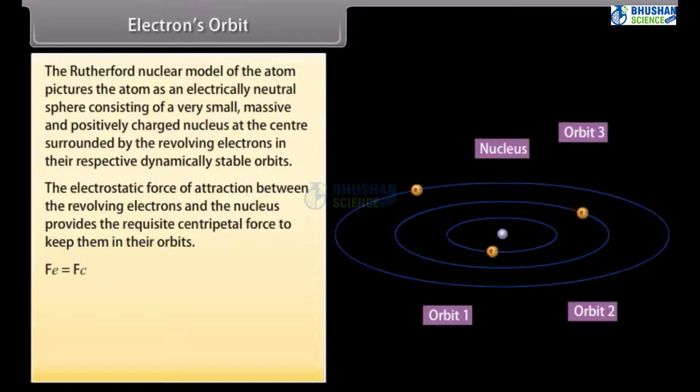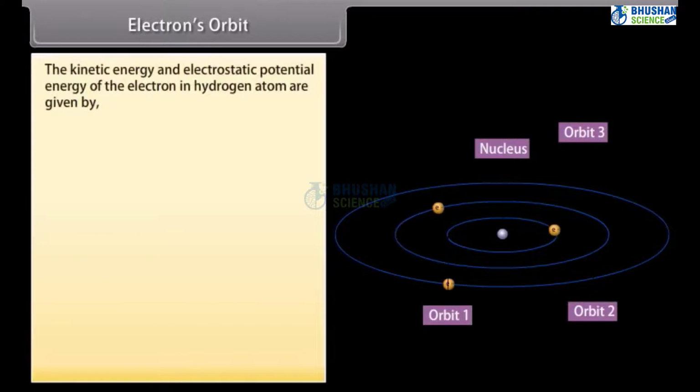Putting their respective values, we get mv²/r = (1/4πε₀) e²/r². We can also write this equation as r = e²/(4πε₀ mv²). The kinetic energy and electrostatic potential energy of the electron in hydrogen atom are given by K = ½mv², which equals e²/(8πε₀r), and U = −e²/(4πε₀r).